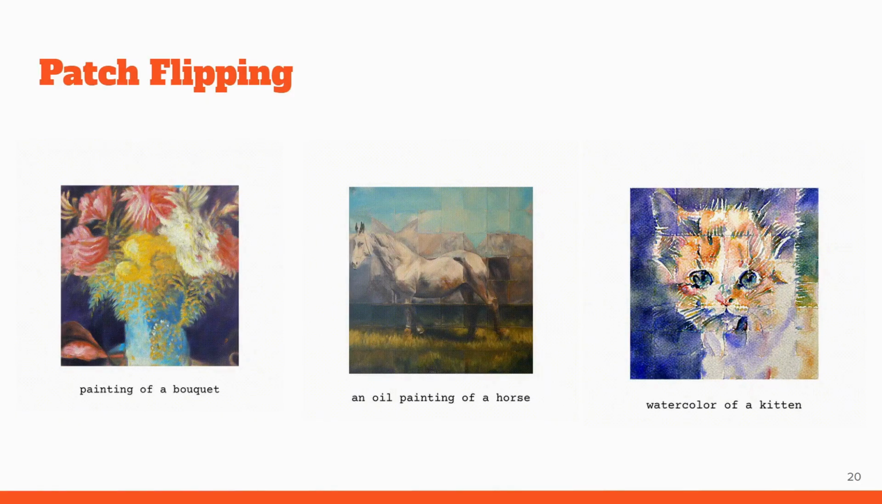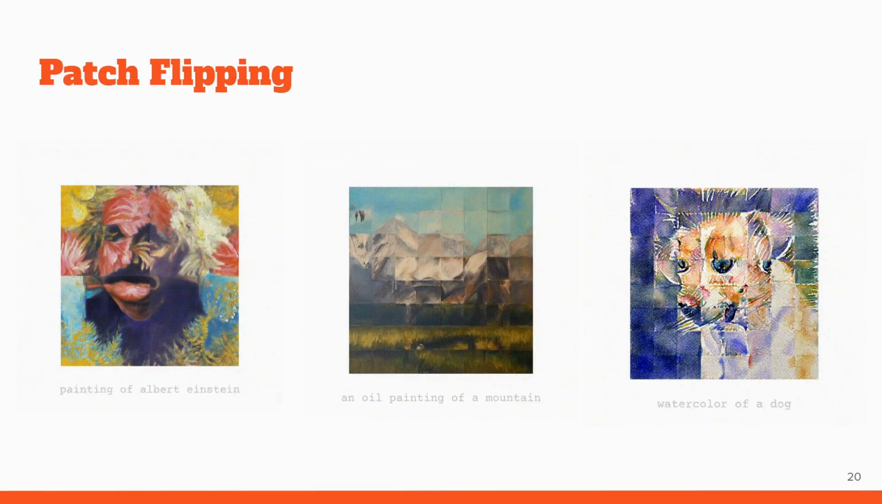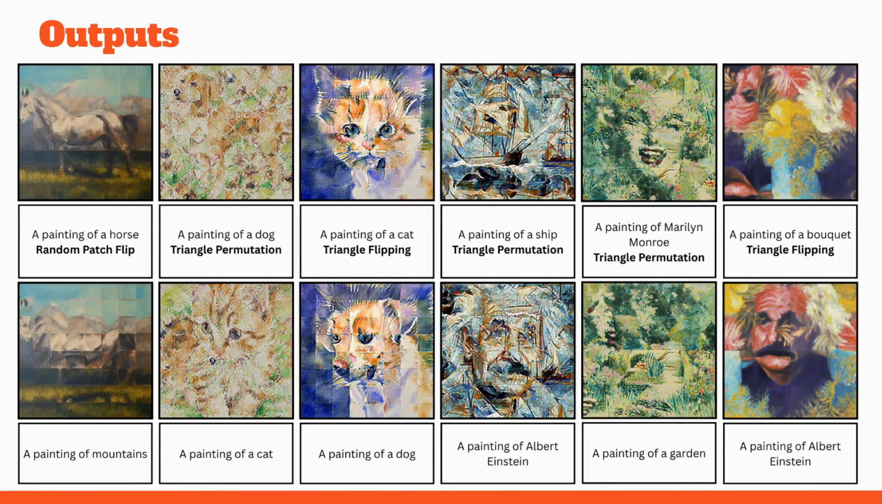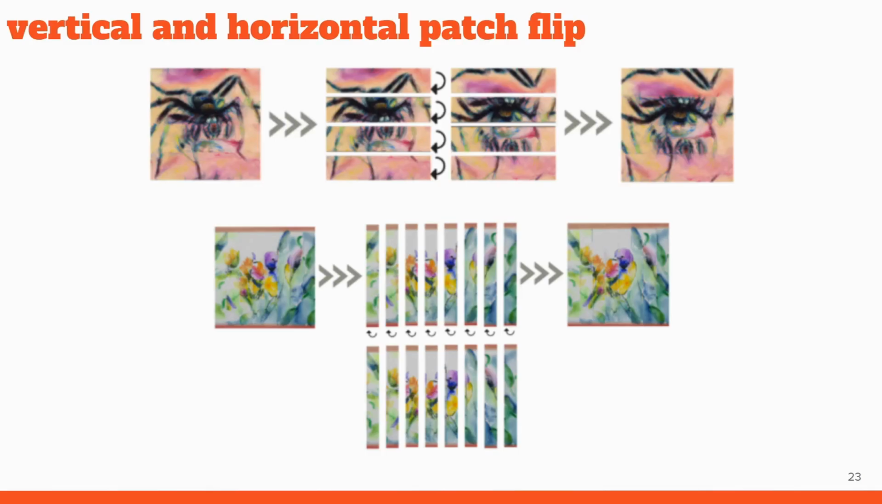These are examples for patch flipping. These are more examples for triangle-based permutations. Okay, now let's go to the third transformation. The third transformation is patch flipping.